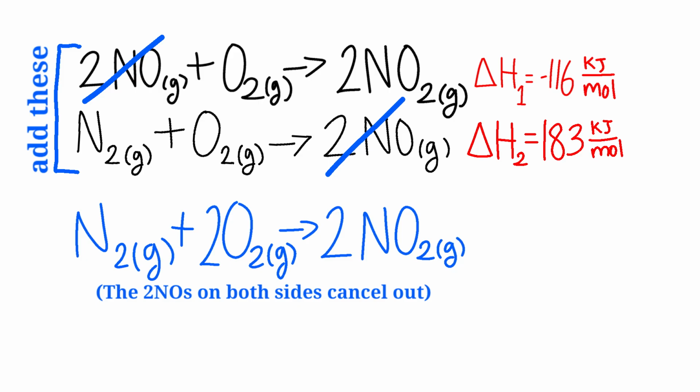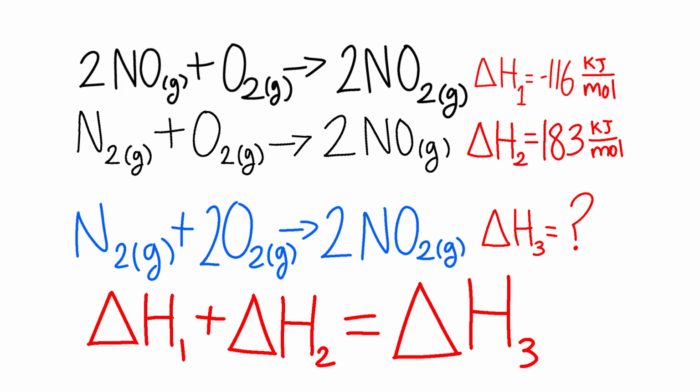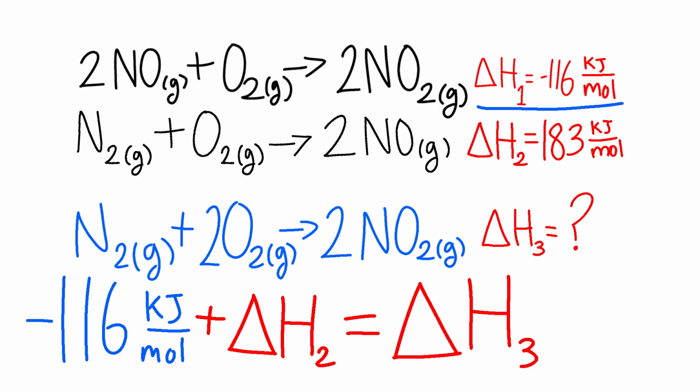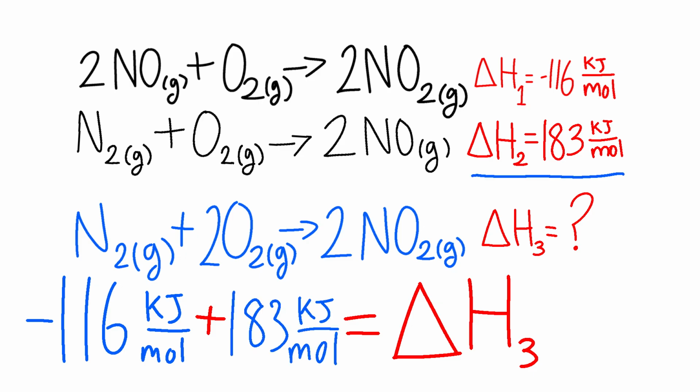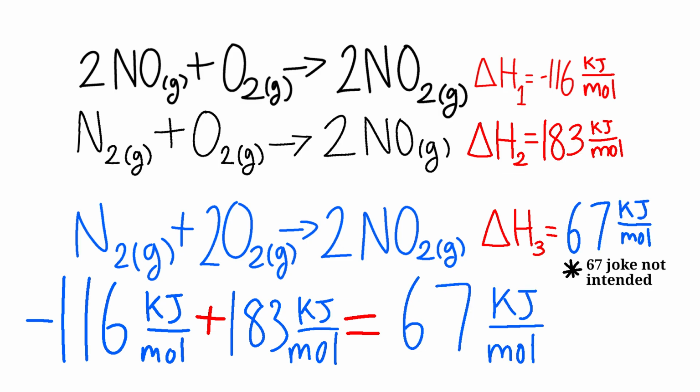This takes all the reactants from the 2 original reactions and puts them on one side. It also takes all the products from the 2 reactions and puts them on the other side. But how would you find the delta H for this new reaction? Well, it turns out that you can just add the 2 delta H's from the original equations together. The first reaction has a delta H of negative 116 kilojoules per mole, and the second had a delta H of 183 kilojoules per mole. So, in this combined reaction, the delta H is 67 kilojoules per mole, which is just these 2 added together.